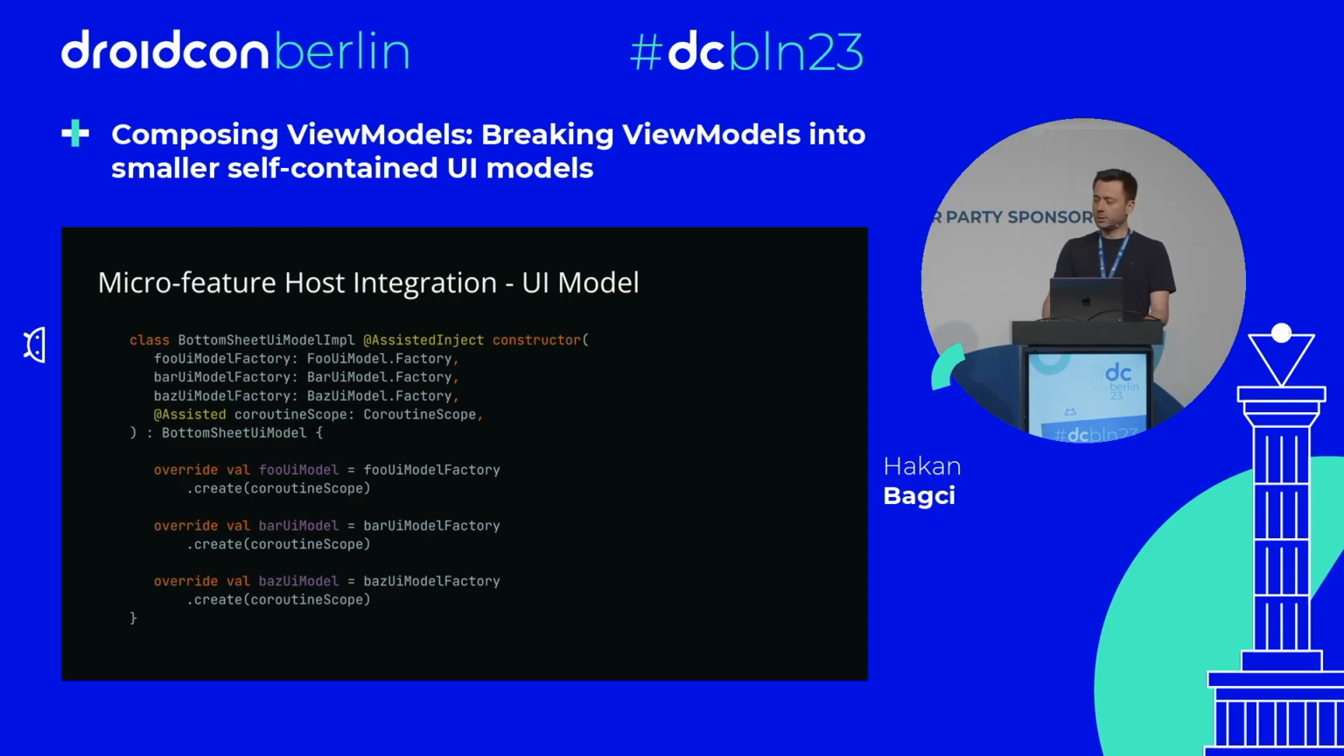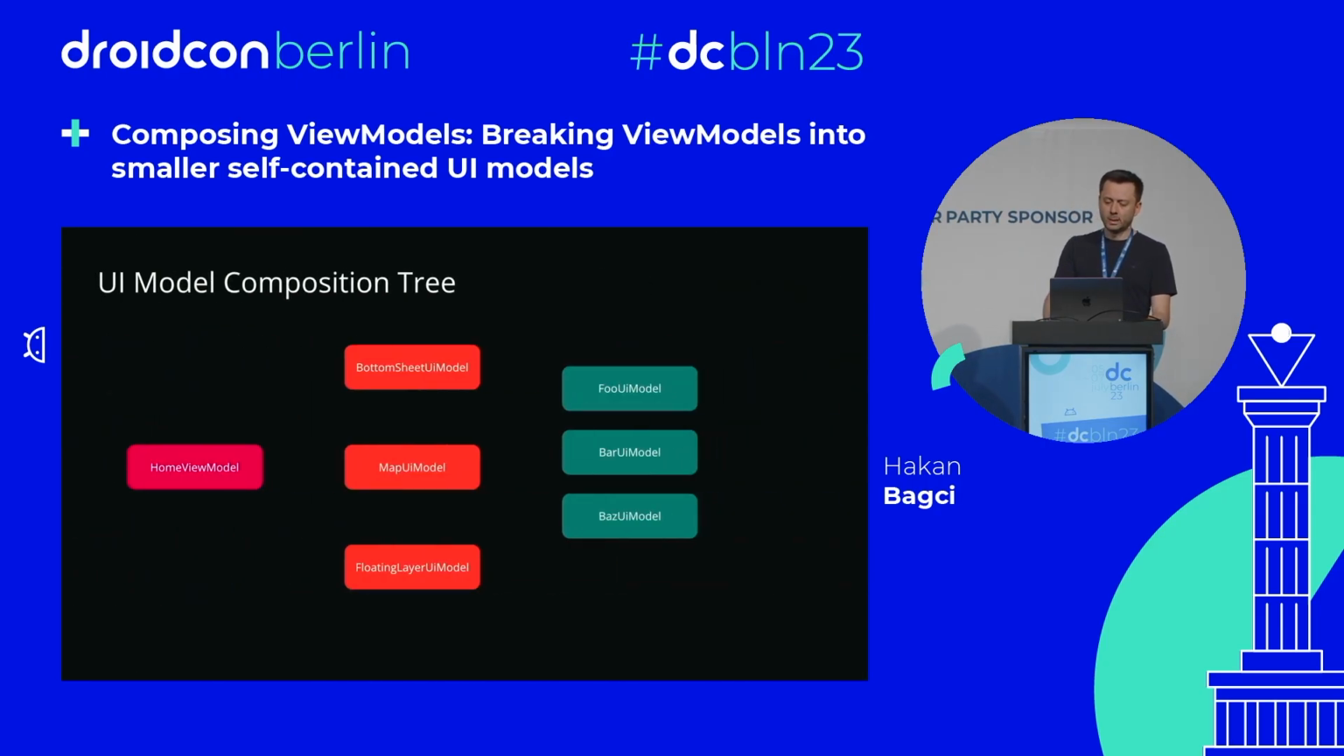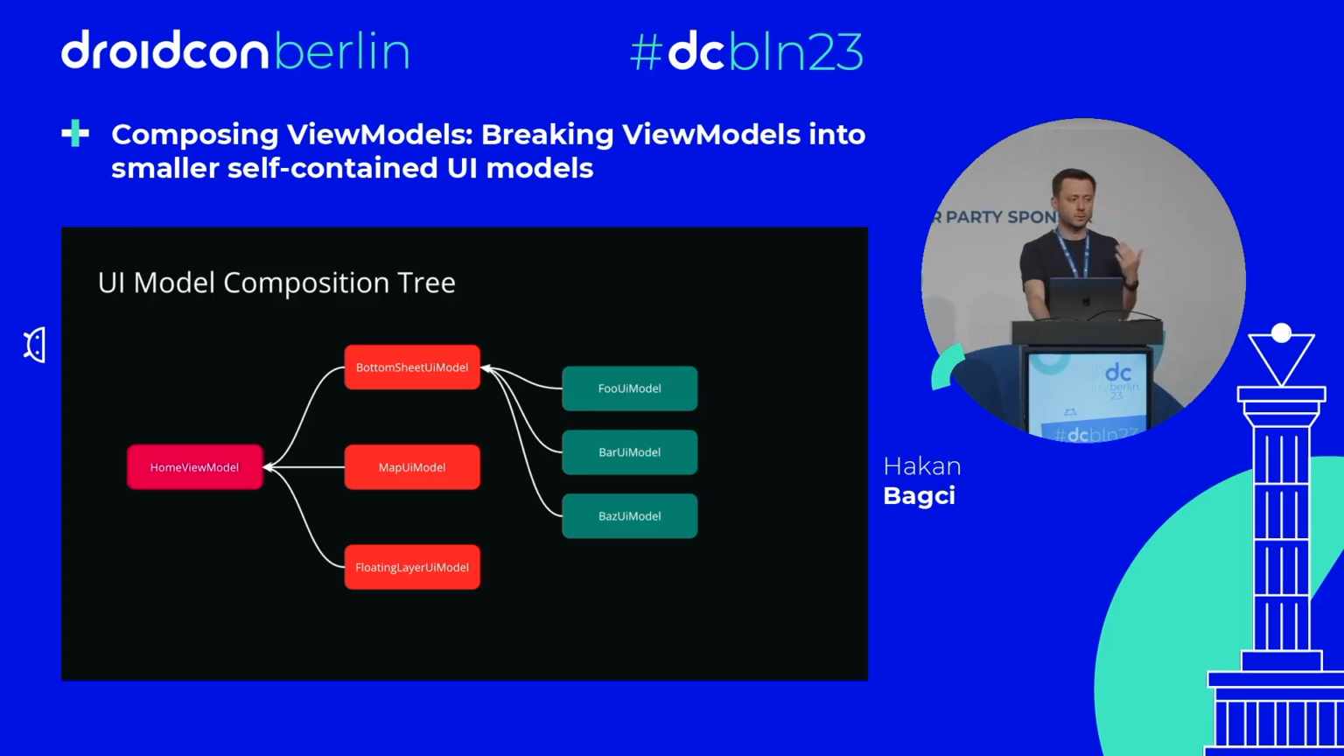I think it will be easier to see it on a diagram. So here we have foo, bar, and buzz microfeature UI models. We are using them to compose our bottom sheet UI model. And then we have the bottom sheet UI model, map UI model, and floating layer UI model, and we are using them to compose our home view model. This is the composing UI models part, and the view part is missing.